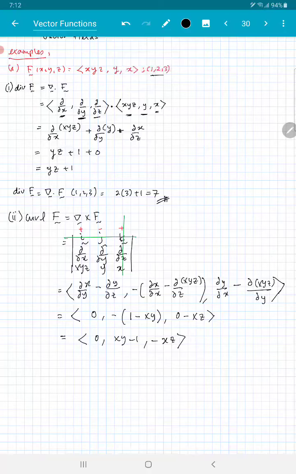Now we want to find the curl of f at a particular point, which is the point 1, 2, 3. So now we just replace x with 1, y with 2, and z with 3. The x component is still 0. The y component, we have x times y, which is 2, minus 1, so that's a 1. And then we have negative x z, x is 1, z is 3, so we have negative 3. So this is curl of f at point 1, 2, 3.